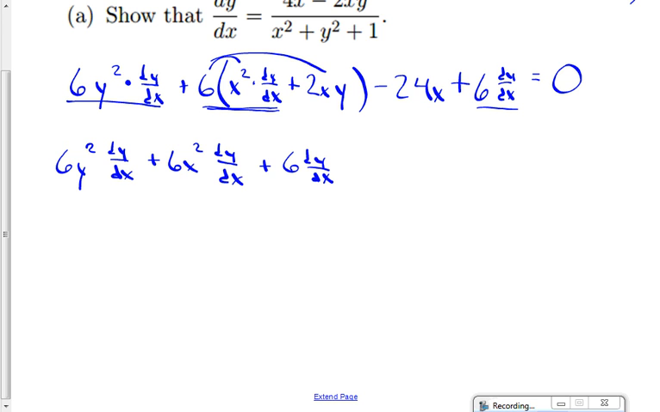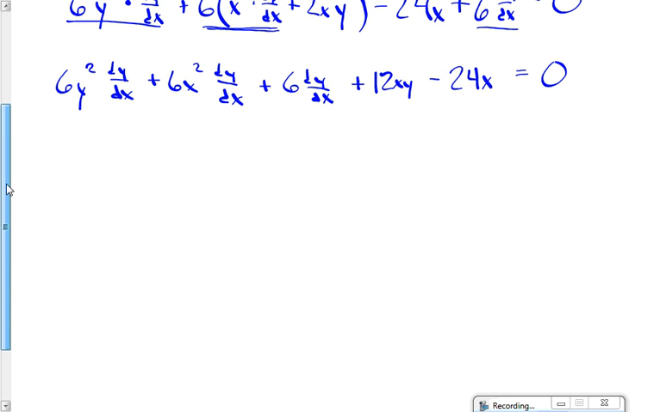Then I'm going to write everything that doesn't have a dy dx in it. I'll write this as plus 12xy and minus 24x. I think that takes care of all of my terms. Double check my algebra there if you would. Good so far? Do you have your graphing calculators ready? You don't need it in A. You're going to need it in part B. Okay? Just want to make sure you got them ready.